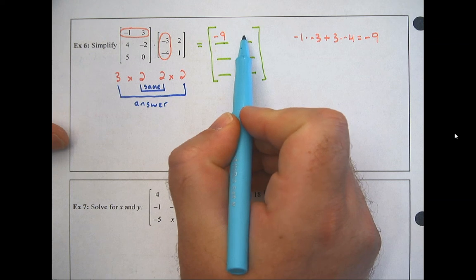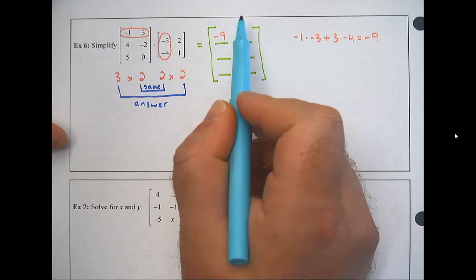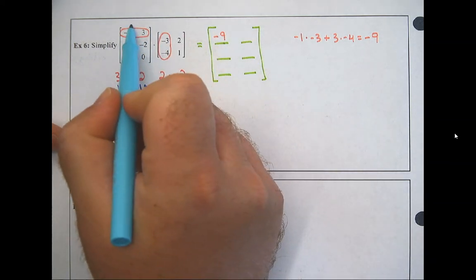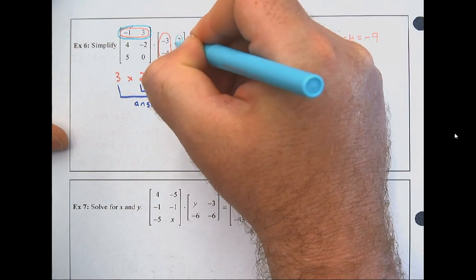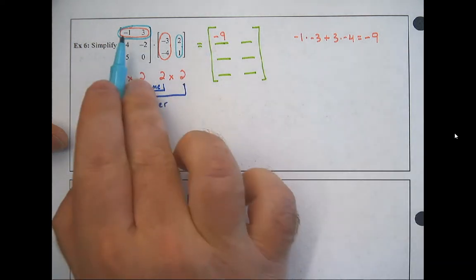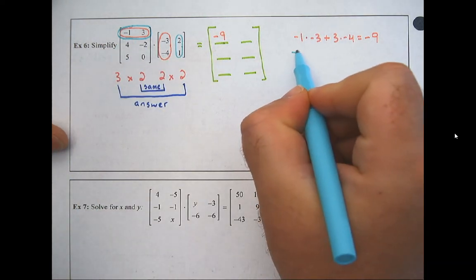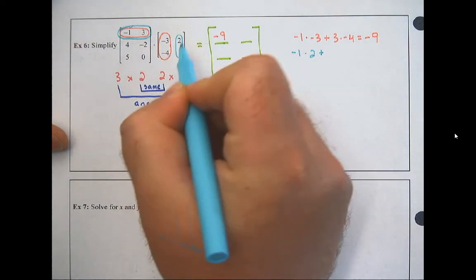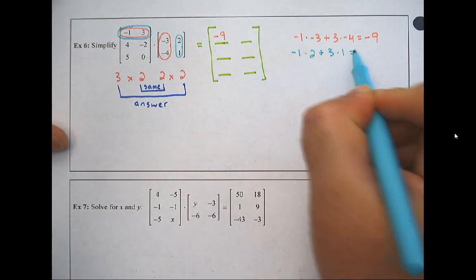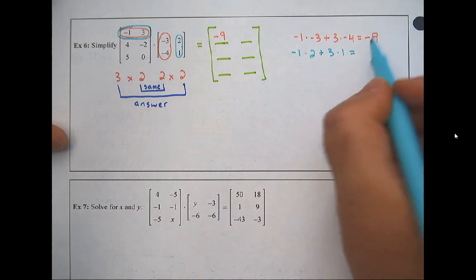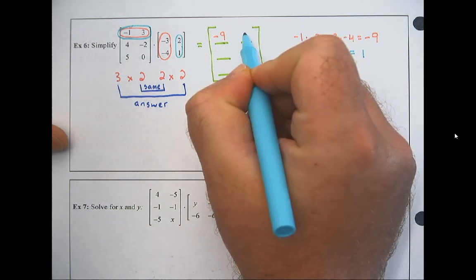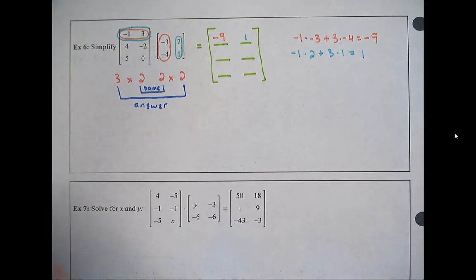Let's talk about this position. What row and what column is this? This is row 1, but column 2. So now I'm going to go back. I'm going to circle row 1 again, but this time I'm going to multiply it by column 2. So I'm going to take the first thing and the first thing. That's -1 times 2 plus the second times the second, 3 times 1. So -1 times 2 is -2 plus 3 is 1. So now I'm going to take that 1, I'm going to put it in that space. Getting the idea, you think?